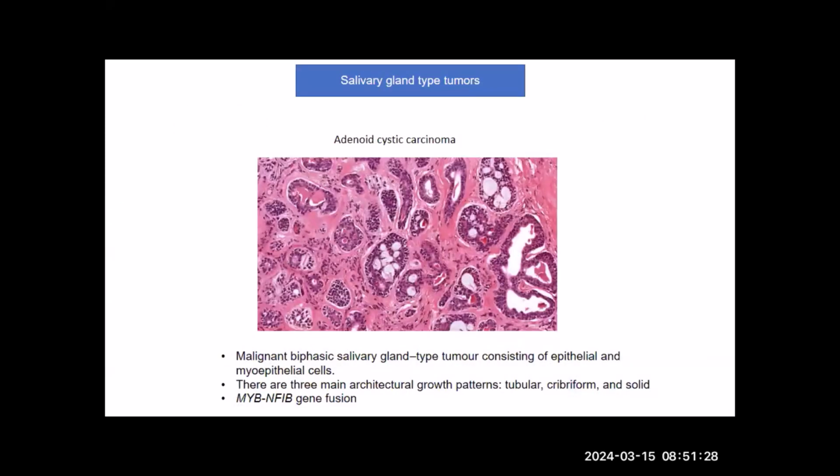So, we can also see some salivary gland type tumors. Commonly seen are adenoid cystic carcinomas, in which the tumor is seen in a cribriform pattern. It is characterized by the MYB-NFIB gene fusion.